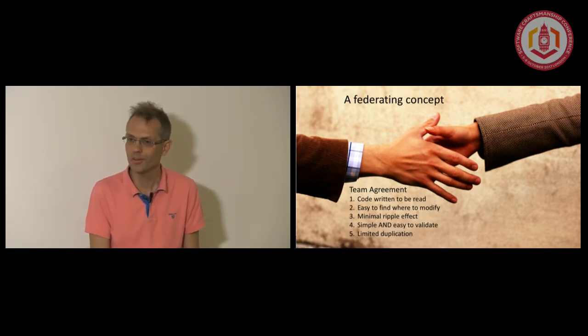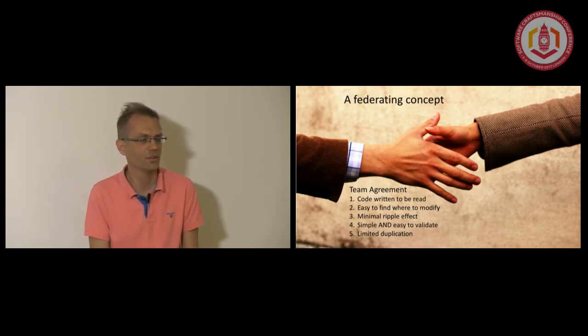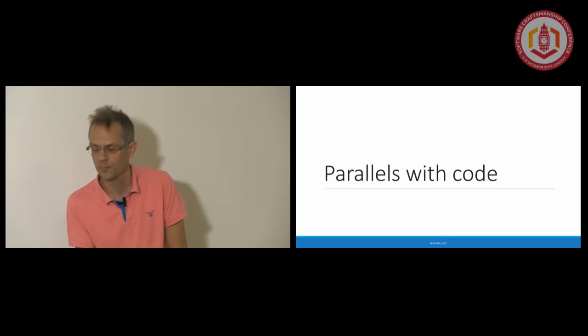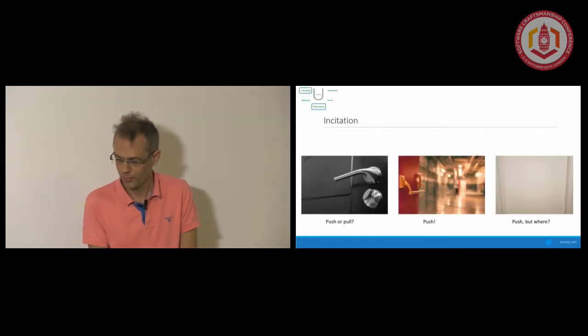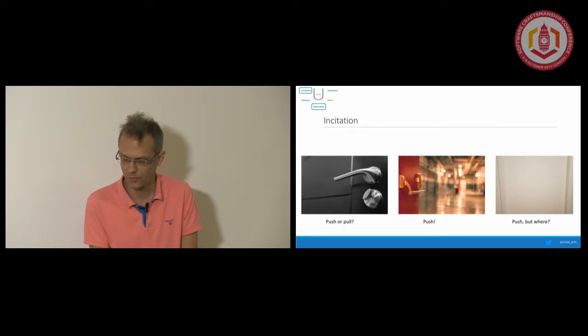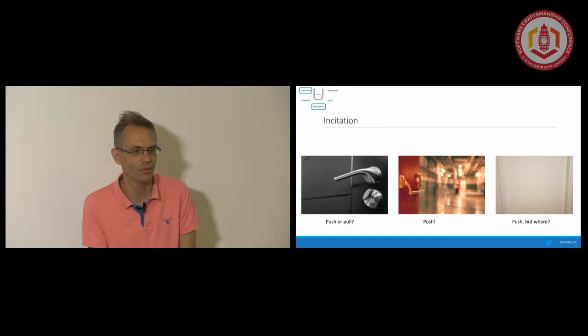Anyway, these are not so technical things, but there are also technical aspects of this. So let's go into some parallels of the code. Well, before we go into the code, let's look at normal usability. The first thing here is push or pull. We don't know, should we push or pull to the left? The middle one is a good example of usability. You know that you push.